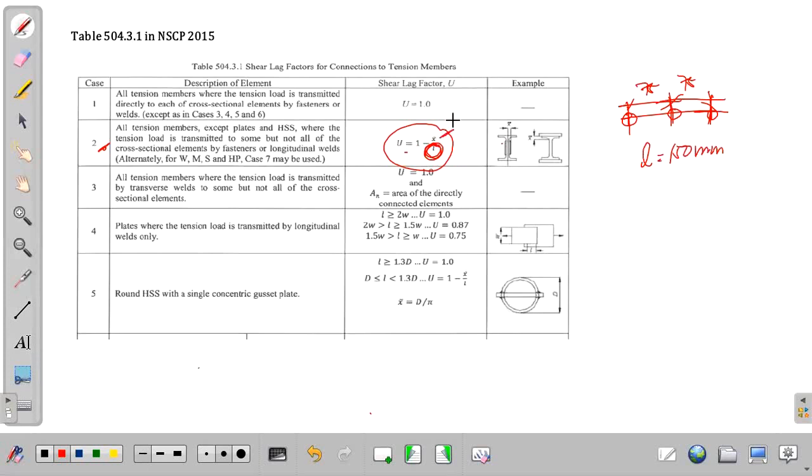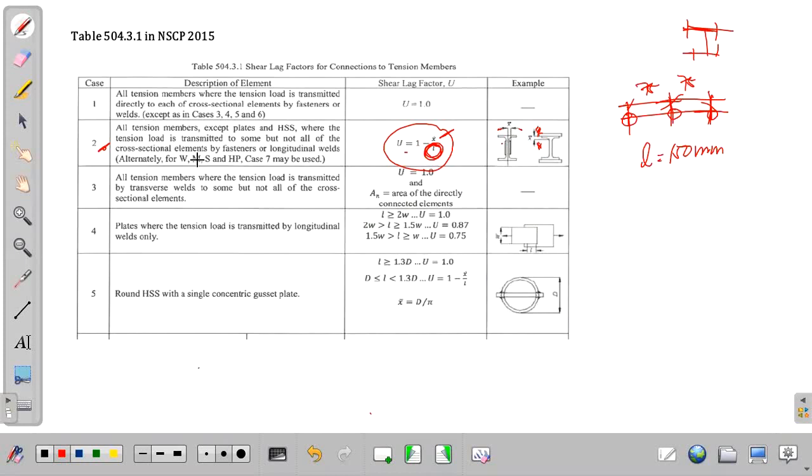Okay? So what will be our x bar? Remember, if the bolt is here in the web, our x bar is this distance. Okay? If it is here in the flange, the location of our x bar is here. Okay? So case 1 cannot be used, right? Since tension load is not transmitted directly. Because the bolts are only in the flange, not in the web, so 100% of our tension load is not transferred to the whole section.